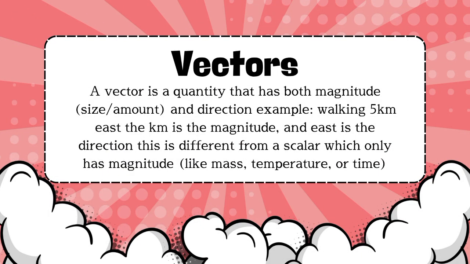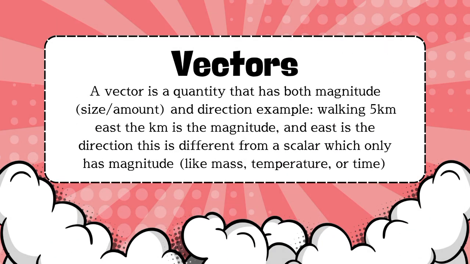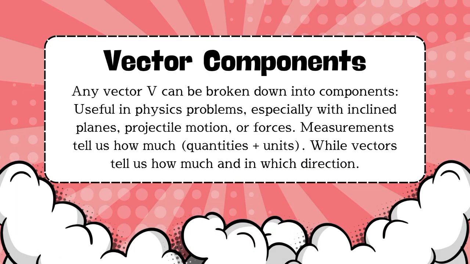A vector is a physical quantity that has both magnitude and direction. For example, vector quantities include displacement, velocity, acceleration, force, and momentum. Vectors are different from scalars, which have only magnitude and no direction. Vector components: any vector V can be broken down into components. This is useful in physics problems, especially with inclined planes, projectile motion, or forces.